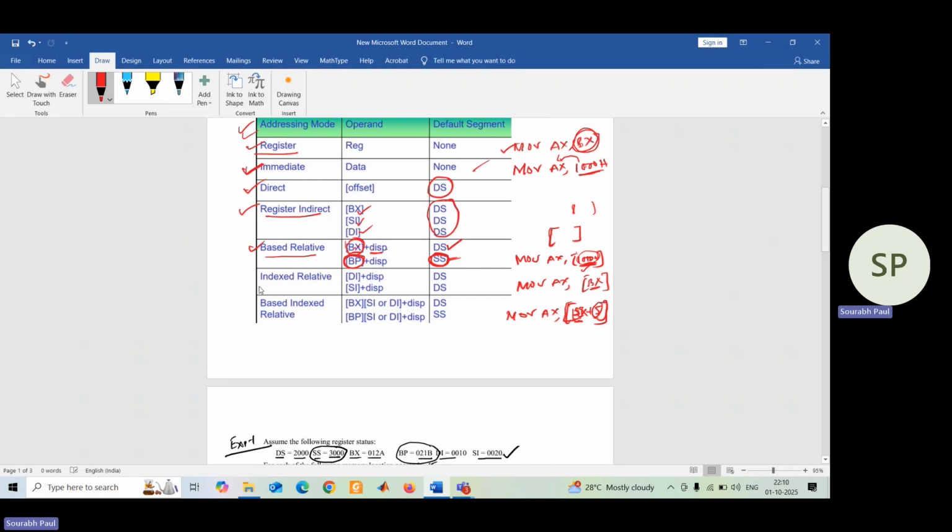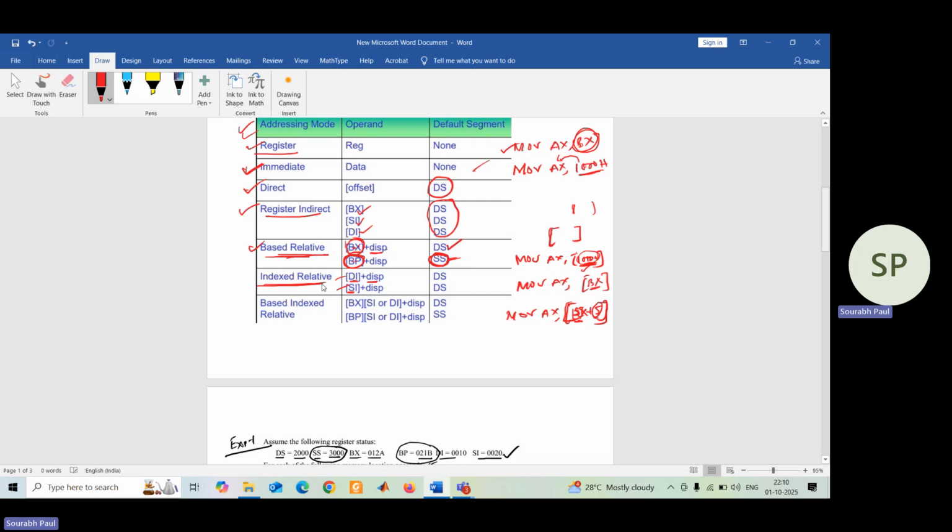Then index relative also: an index register will be there along with the relative value. For example, di plus 5 or di minus 5 or si plus 5. Di and si are the index registers. That's why this is given as index relative. Base relative means bx and bp. These are the base registers you can use.